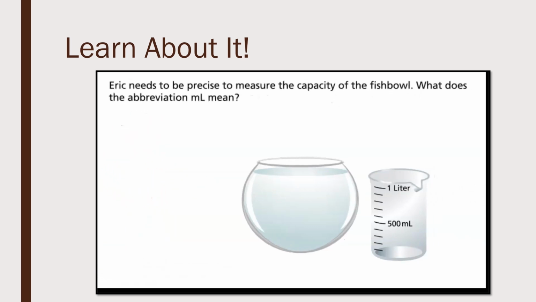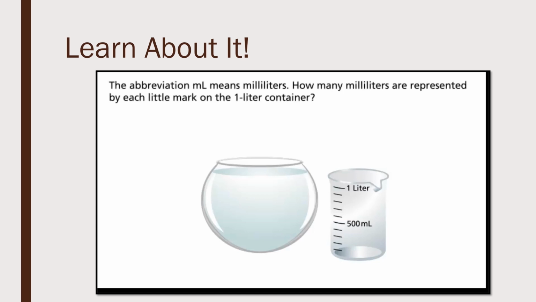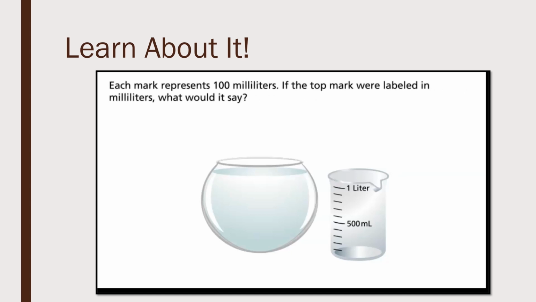Eric needs to be precise to measure the capacity of the fishbowl. What does the abbreviation ml mean? The abbreviation ml means milliliters. How many milliliters are represented by each little mark on the 1-liter container? Each mark represents 100 milliliters. If the top mark were labeled in milliliters, what would it say?